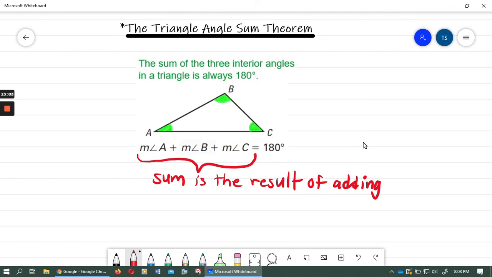The measure of angle A plus the measure of angle B plus the measure of angle C, all three interior angles, the measurements add up to equal 180 degrees. You've got an equation there. All you'd have to do is plug in the parts that you know, whether those parts are numeric values, as in numbers, like 50 degrees, 30 degrees, 35 degrees, 75 degrees.